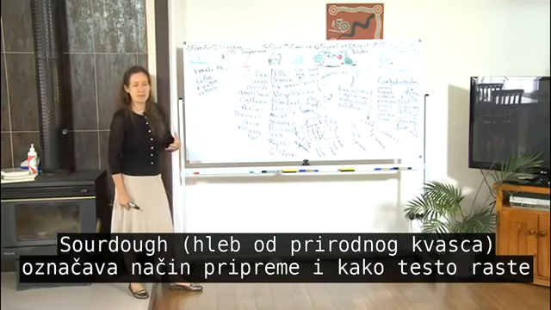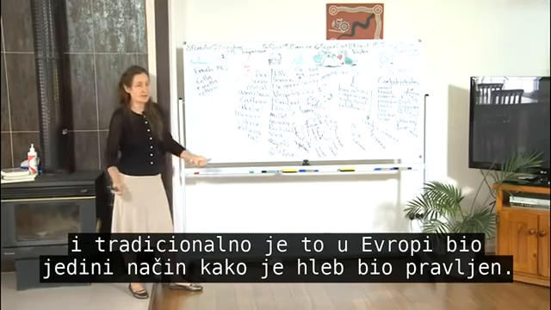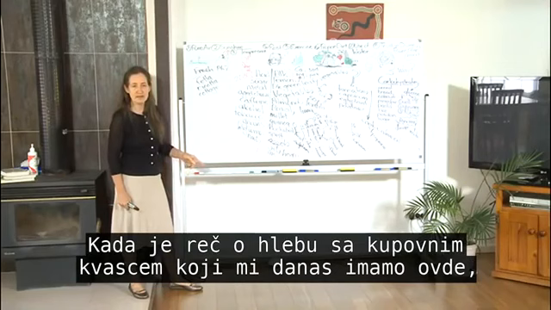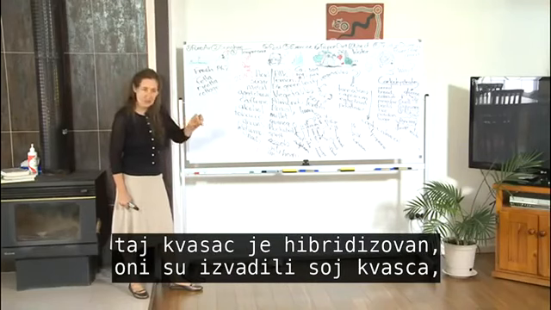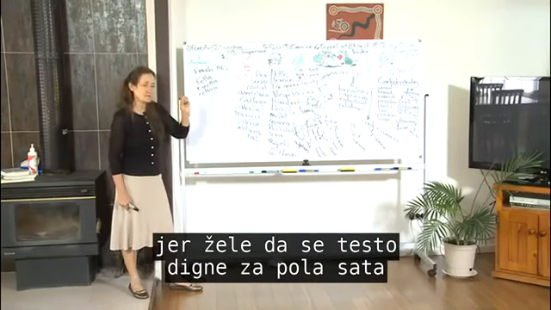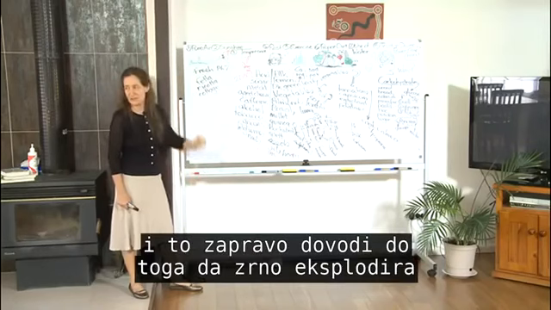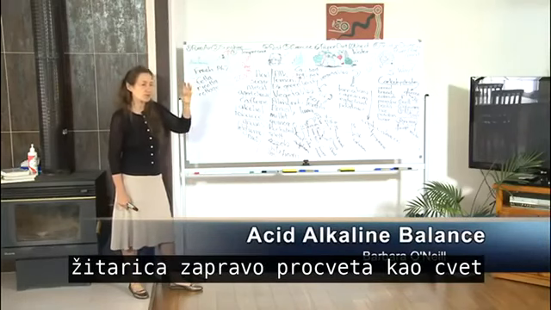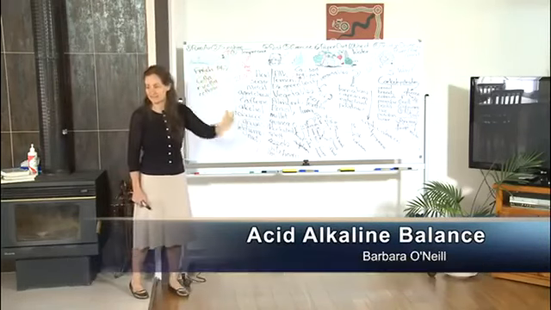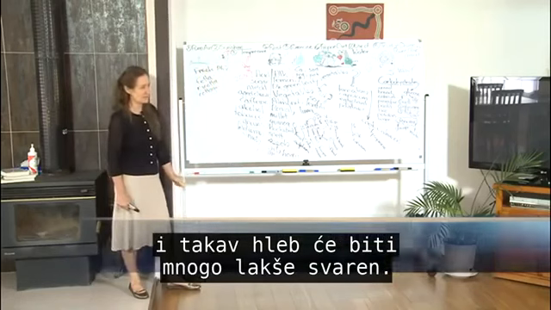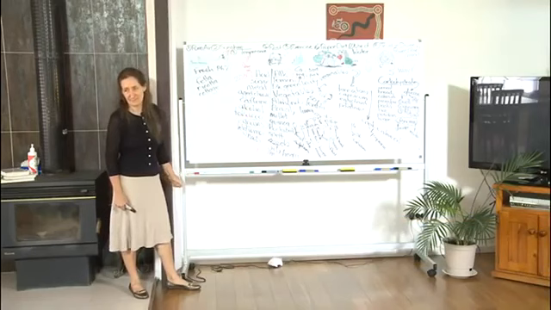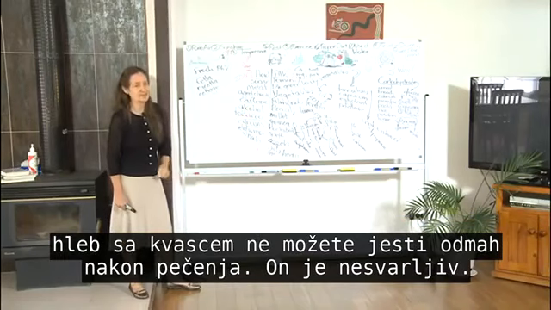It's just the process by which the bread is made and rises. And traditionally, in Europe, that's the only way bread was ever made. The yeast bread that we get in Australia today, they've hybridised the yeast. They've extracted that yeast strain because they want it to rise in half an hour. It actually causes the grain to explode, whereas the sourdough process, it actually causes the grain to blossom like a flower. And it's much easier to digest. You can eat sourdough bread hot out of the oven, but you cannot eat yeast bread hot out of the oven. It's indigestible.